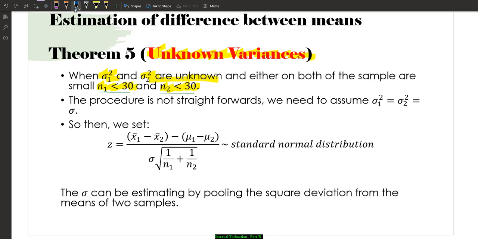So you will get the value of Z as x bar 1 minus x bar 2 minus (mu1 minus mu2), divided by sigma multiplied by the square root of 1 over n1 plus 1 over n2. This leads us to a standard normal distribution. In this theorem, sigma, the population standard deviation, can be estimated by pooling the squared deviations from the means of the two samples. Since the sample sizes for both groups are very small, we need to assume that the two distributions have equal variance. When we assume that, we can get the Z distribution.